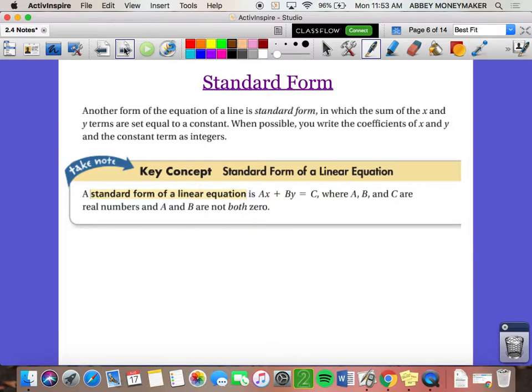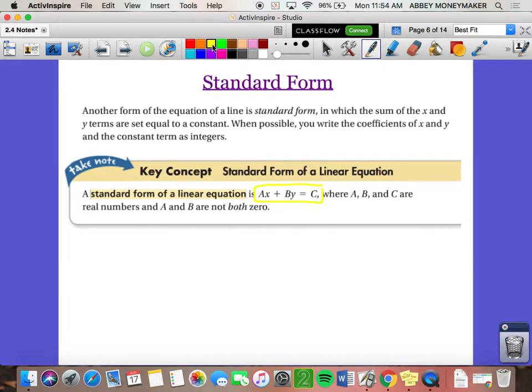So standard form is another type of linear equation that you need to be able to recognize. Another form of the equation of a line is standard form, in which the sum of the x and the y are set equal to a constant. Okay? When possible, you write the coefficients of x and y and the constant term as integers. Now, this right here is standard form. ax plus by is equal to c.